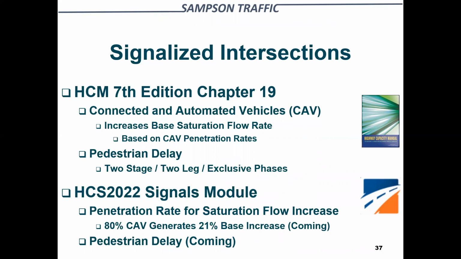Pedestrian delay: those 15 crossing treatments may indeed change the pedestrian delay at a signal as well. And you see the 80% CAV generates a 21% saturation flow rate base increase. That has not yet been implemented in the software, and the pedestrian delay at signal, those crossing treatments, are not in the software either.